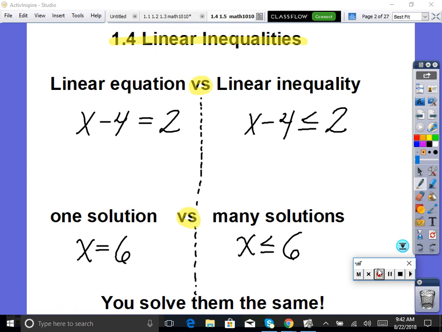x minus 4 equals 2. That's an equation because there's an equal sign. A linear inequality is an inequality, not an equal sign. To solve for x, you'd add 4 and you get x equals 6. Does everybody see? We have one solution here. Now right here, you would pretend that's an equal sign and do the same thing. You add 4, you get x is less than or equal to 6.